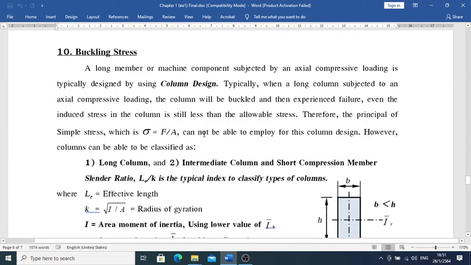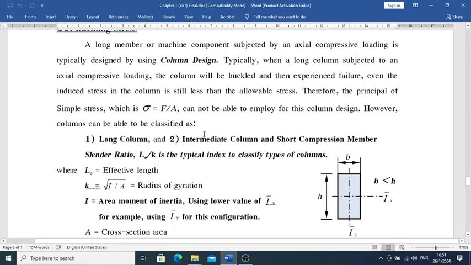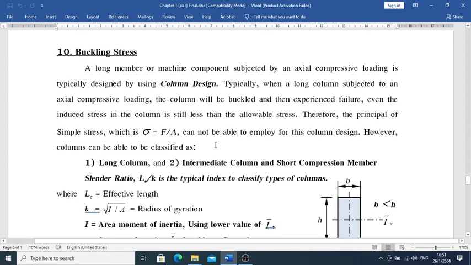Okay, buckling. What does buckling mean anyway? Buckling is typically when a machine component bends sideways, like a long column. So let me read it out for you. Buckling stress means a long member or machine component subject to an axial compressive loading is typically designed using column design. When a long column is subject to an axial compressive loading, the column will buckle and experience failure, even when the induced stress in the column is still less than the allowable stress.